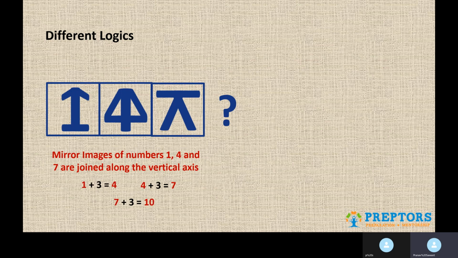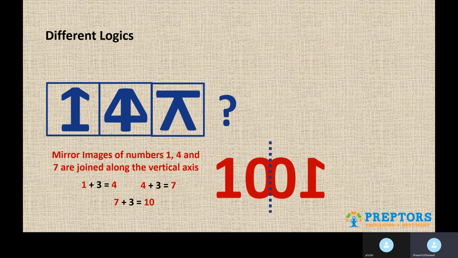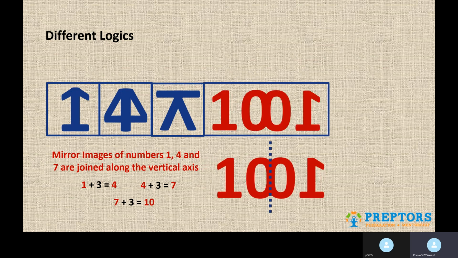1 plus 3 is 4. 4 plus 3 is 7. And 7 plus 3 is 10. So the difference is 3 in every figure. Hence 7 plus 3 is 10. So I'll join 10 and it will look like this. So this will be the answer figure. So this is the logic of reflection.